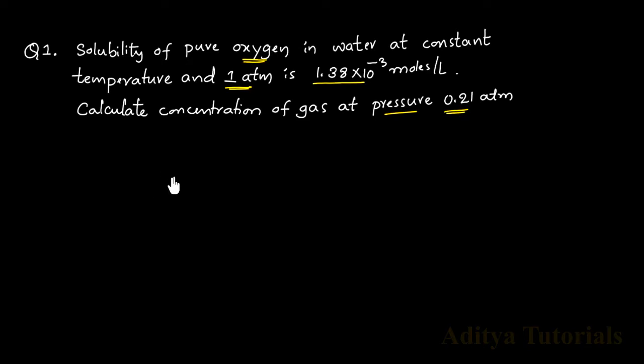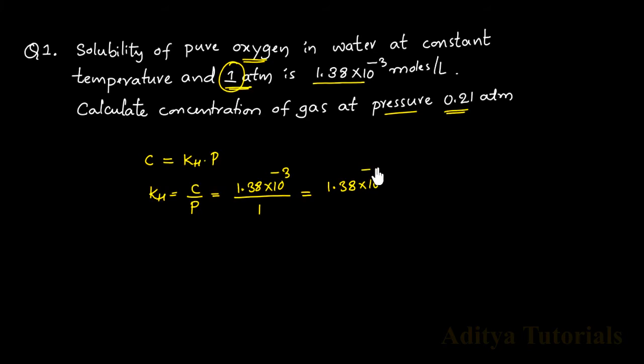It's very simple. First of all, the concentration is equal to Kh into partial pressure. Now Kh is given by C divided by P. And here the concentration is 1.38 into 10 to the power of minus 3 moles per liter, divided by 1 atmospheric pressure. And we get the Kh value, that is 1.38 into 10 to the power of minus 3. I think you know the unit for this. This becomes mole per liter per atm.